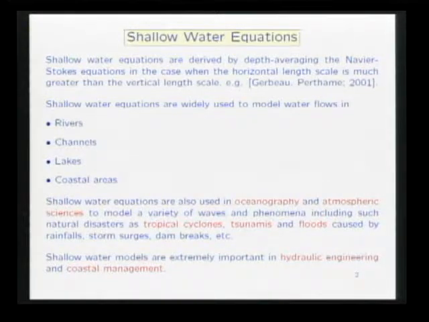Shallow water equations are used for many different applications, to model flows in rivers, channels, lakes, coastal areas. They are used in oceanography, atmospheric science, and so on. They are also very important for hydraulic engineers, for coastal management. And let me move on.